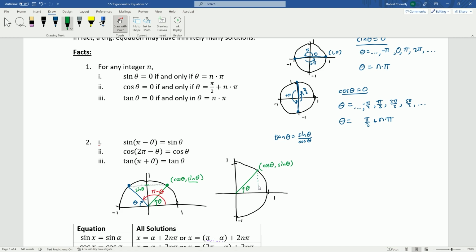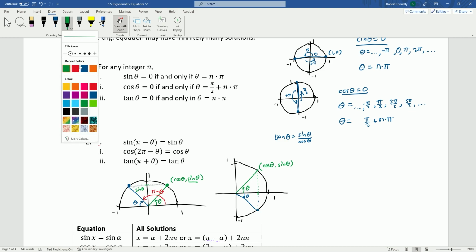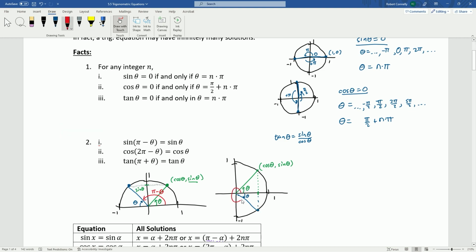So we want to have the same cosine value, right? So we need to figure out which angle gives us that. Well, since this is a mirror image over the x-axis, this angle is the minus theta here. So that means that my angle from the positive x-axis is 2 pi minus theta, as if you went the full circle and then subtracted theta. So cosine of 2 pi minus theta is equal to cosine of theta.